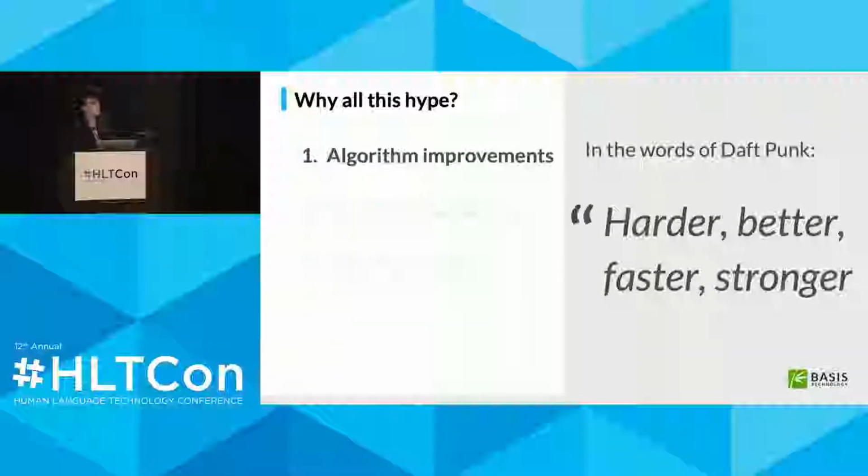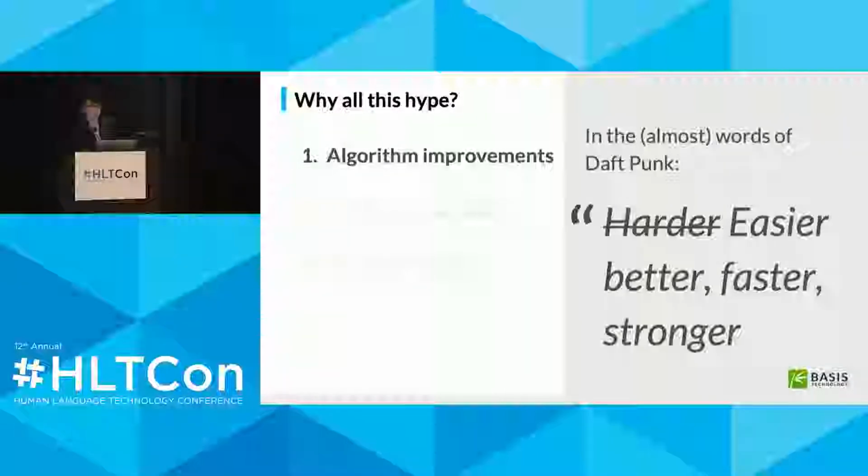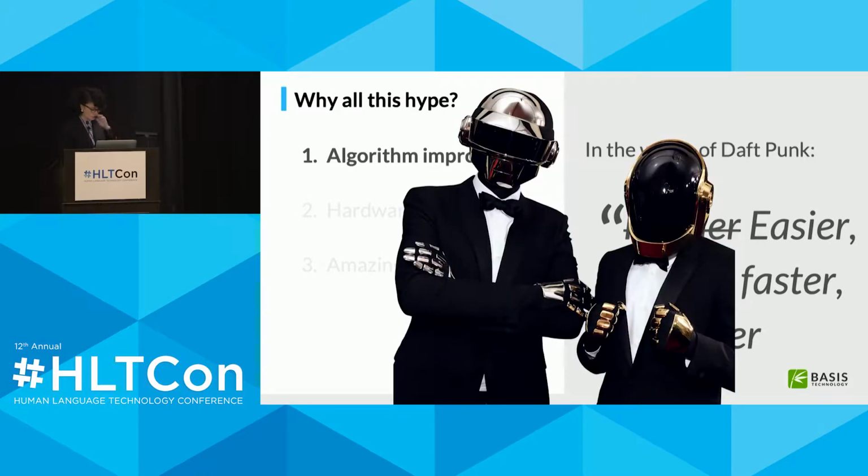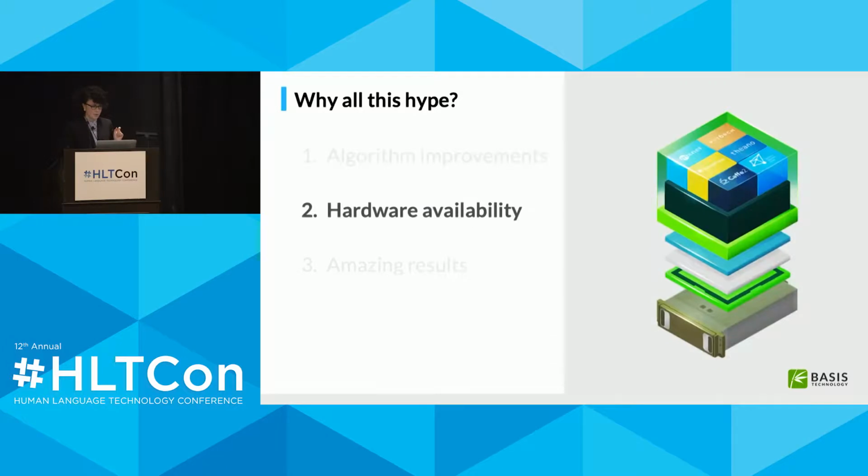So in terms of algorithms, I think that the electronic music group Daft Punk says this almost right. Algorithms in the deep learning space have, over the last few years, become simply easier, better, faster, and stronger. They can attack these tasks much more effectively. Thank you, Daft Punk.